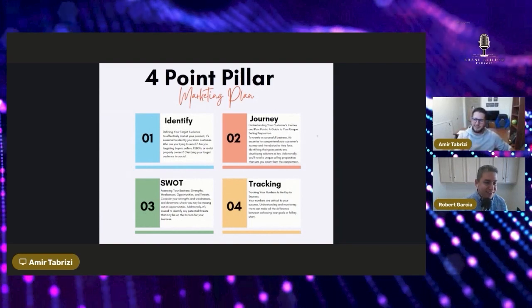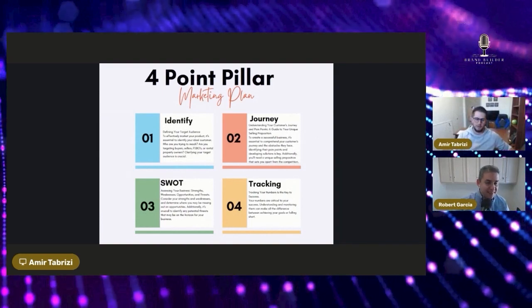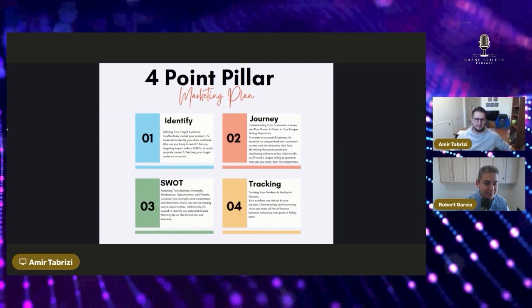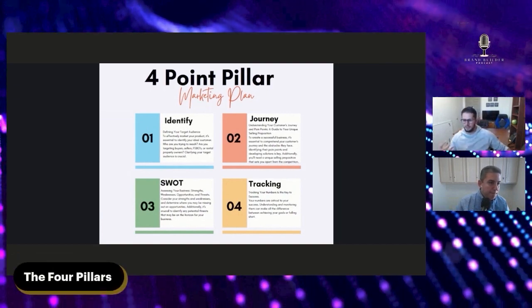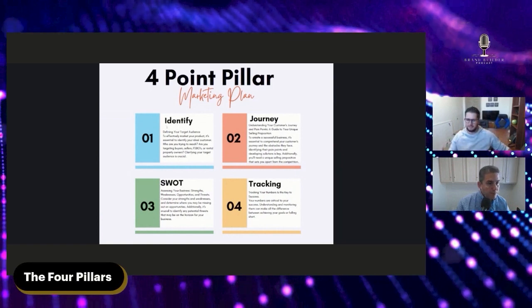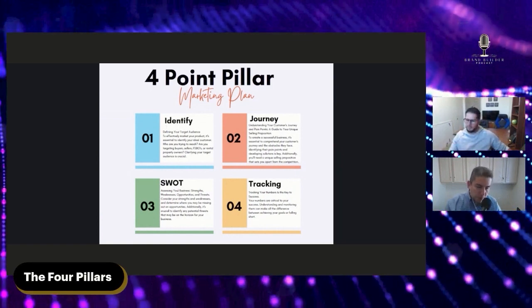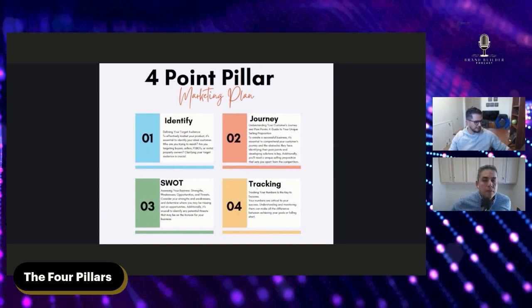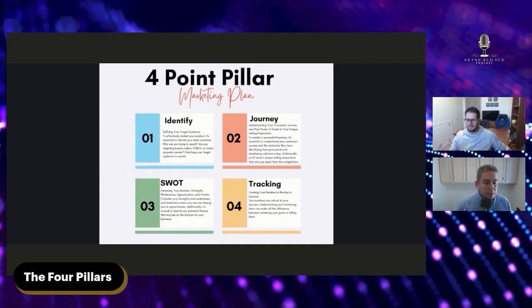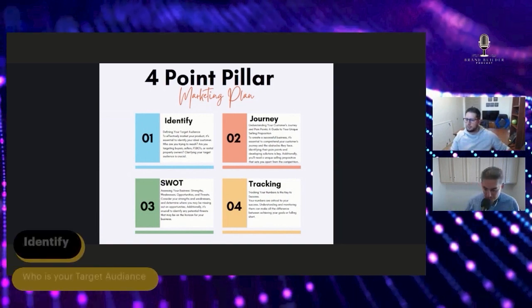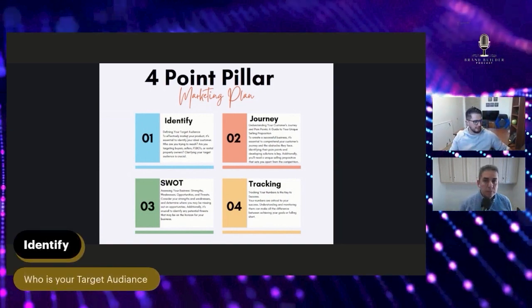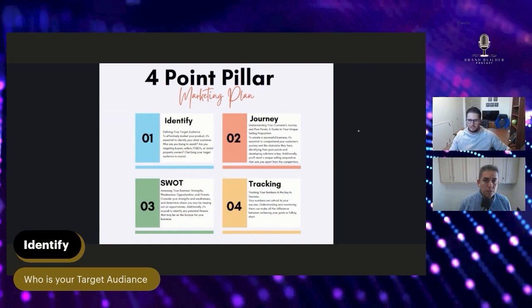So there's four main pillars. There's kind of the 4-point pillar of a marketing plan. It's your identify stage, right? So we're gonna talk about the identify stage. We're gonna talk about the journey. We're gonna talk about the SWOT analysis, and we're gonna talk about the trend. So the first thing is really identify. Define your target audience. Who is your target audience, right? We're gonna identify that. So let's kind of jump into it.